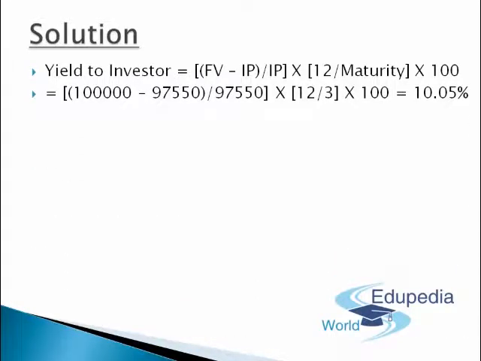In the present case, the face value is 1 lakh rupees. And we have our issue price, that is 97,550, whole divided by 97,550 into 12 divided by maturity period, that is 3 months, into 100. We'll be able to get the yield to investor, and that is 10.05%.